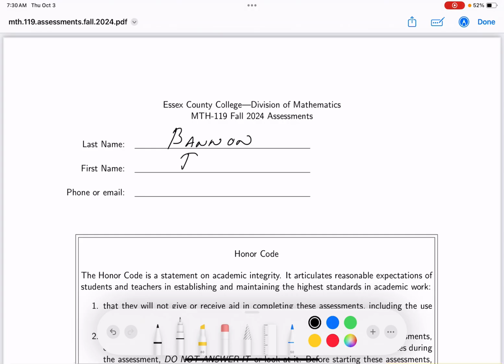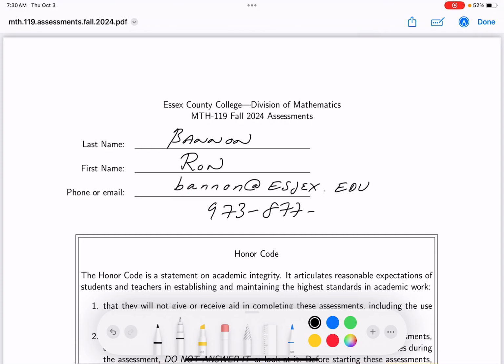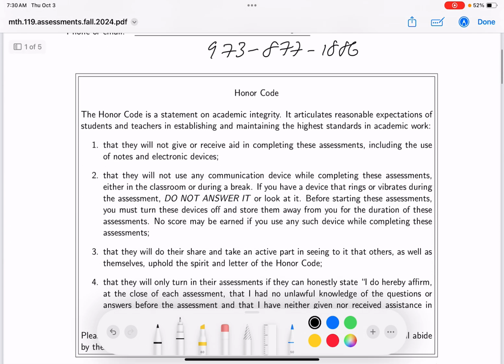The first name is Ron. And my email address is Bannon, that's B-A-N-N-O-N, @essex.edu. All right, you could also use your phone number. My phone number is 973-877-1886.